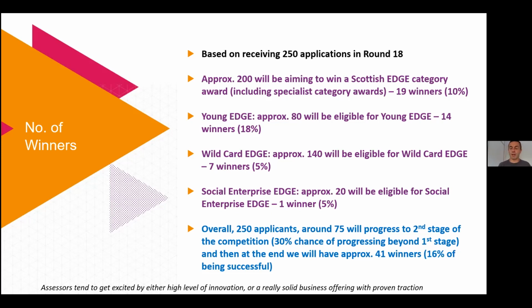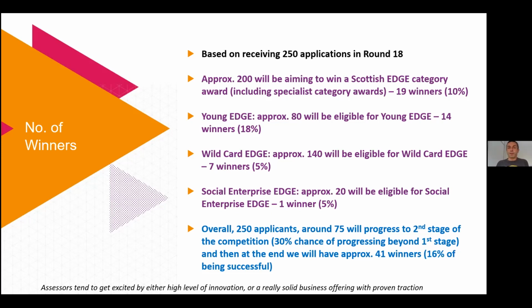Social Enterprise Edge: out of our 250 applicants overall, we think about 20 of them will be social enterprises. We base it on having one Social Enterprise Edge winner. In a couple of the rounds we've had 2, because the judges at the final were so impressed by more than one of them that the funding was split over 2 winners. But we'll take about 5 social enterprises into the final, and then we'll have 1 winner, or potentially 2 winners. So again, it's a 5 or 10% chance of success when you come into that category.